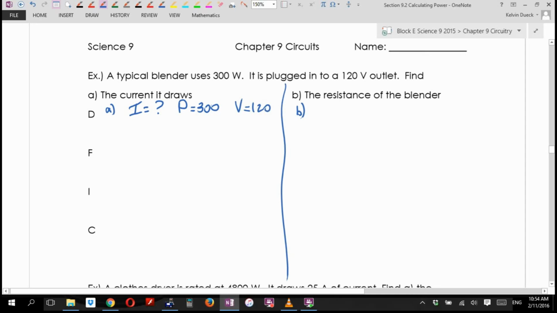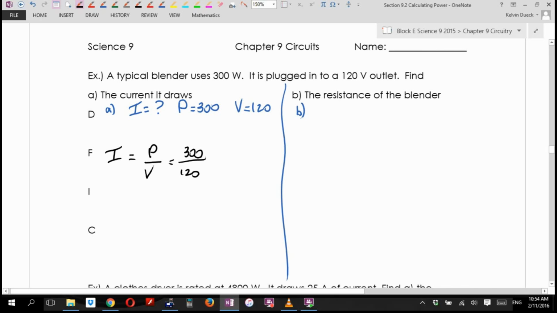You see why I said voltage is the easy one? Because it's volts and voltage. Kevin, please tell me, is there an equation that has the I by itself and has a P and a V in it? Can you read it to me? Yes. Where P was 300 and V was 120.